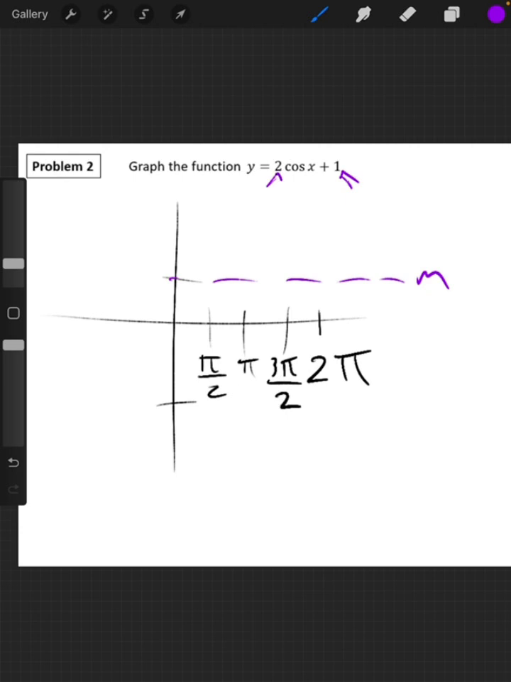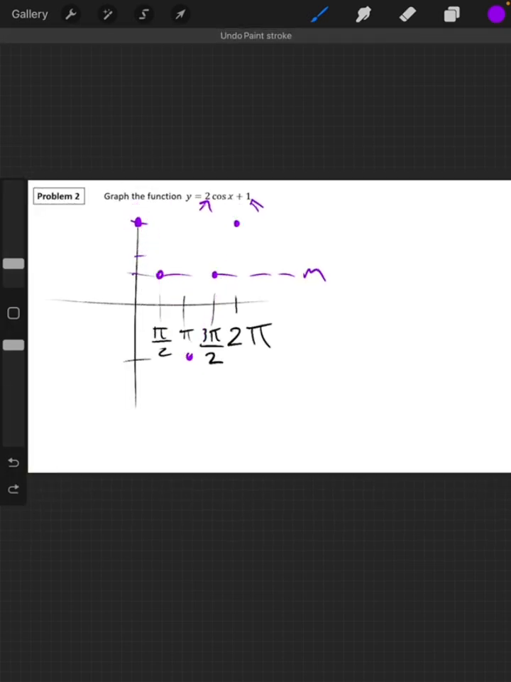And then the 2 stretches the whole equation. So that means instead of going up 1 from the midline, it would go up 2. And that would bring it to 3. So then it would go down 2. It would go down 2 more, up 2, up 2 more. And there we go. That's what it looks like. And then it would just repeat like that.